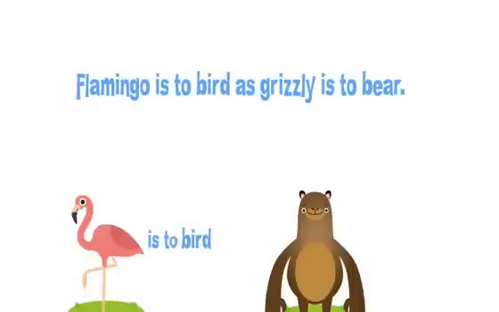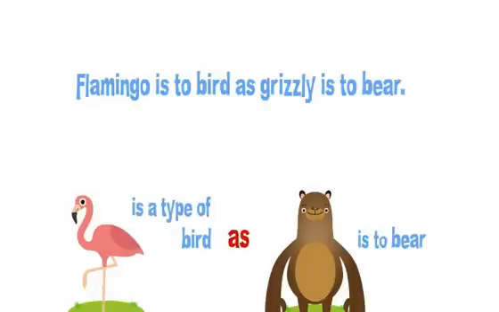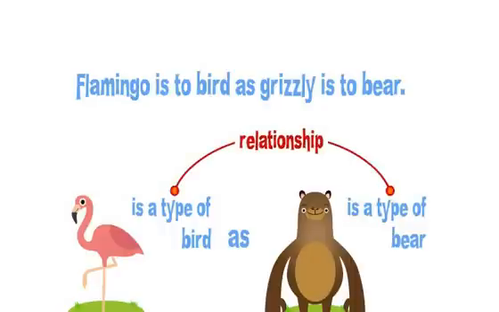How about this one? Flamingo is to bird as grizzly is to bear. A flamingo is a type of bird, the same way that a grizzly is a type of bear. When you know how to figure out the relationship in the analogy, you can even complete an analogy yourself.